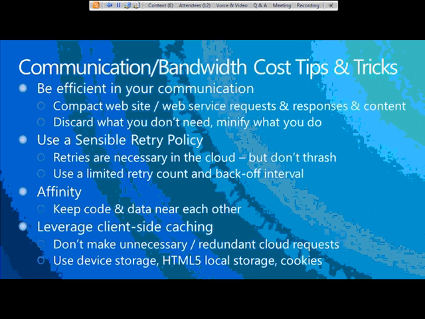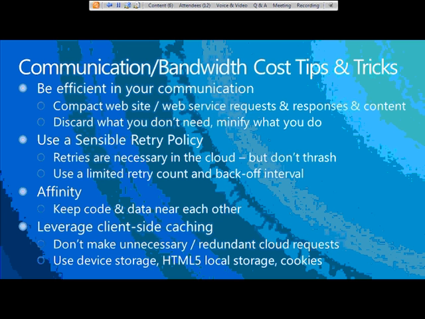Then, you really have to program for retries when you're consuming cloud services over the internet, and you want to use a sensible retry policy. Not doing retries is going to kill you. However, you can overdo it. You don't want to be thrashing. You don't want an infinite loop of retries. The best way to do retries is not only to do a limited number of them, but to have a back-off timing interval: if something fails, you retry it. If that fails too, you wait a little bit longer before you retry the third time.